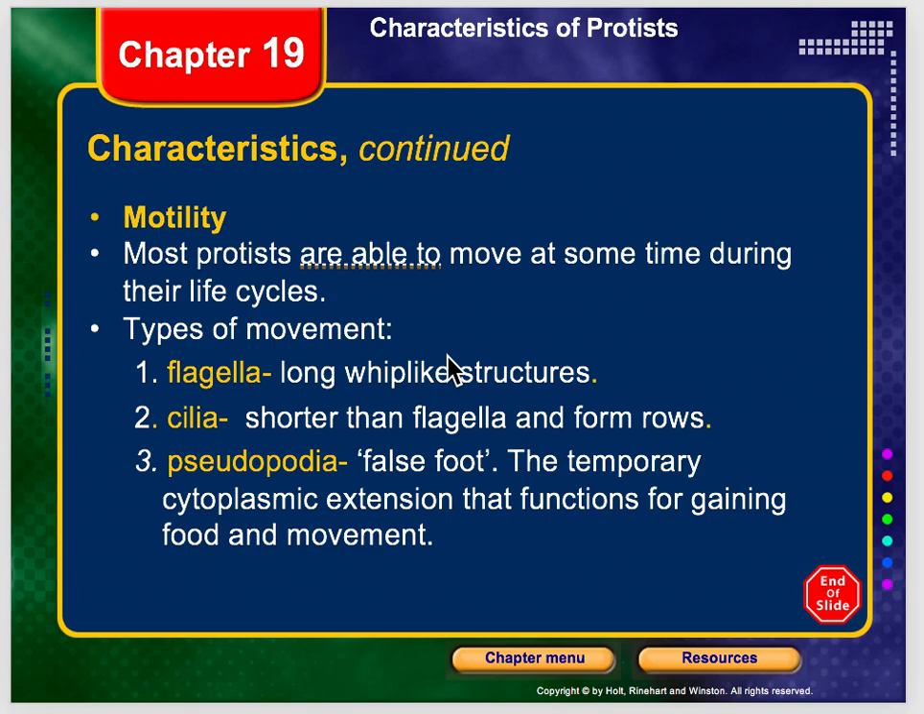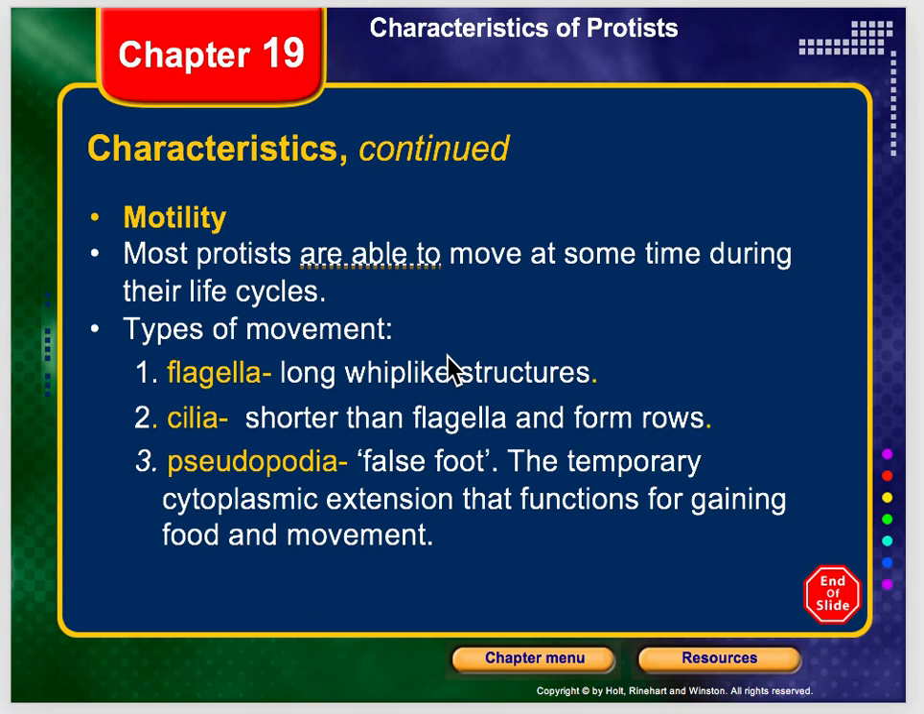Now, the last is pseudopodia, and this is the way amoeba move. So amoeba is going to be one of our single-celled protists that moves by means of a pseudopod. Pseudo means fake, and podia means foot. So this is actually a fake foot, and what the amoeba does is it extends the cell membrane outward into what looks like a foot, and then the cytoplasm from the rest of the amoeba streams into that foot, and then the whole amoeba moves in that manner, sort of like an inchworm would move.